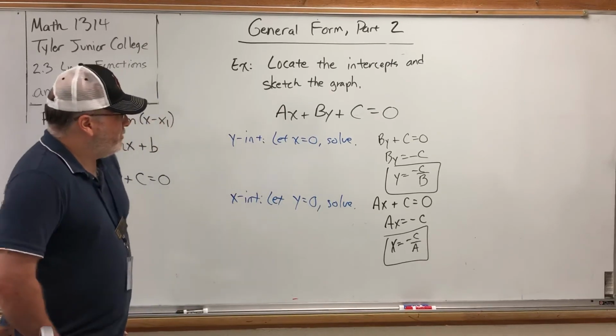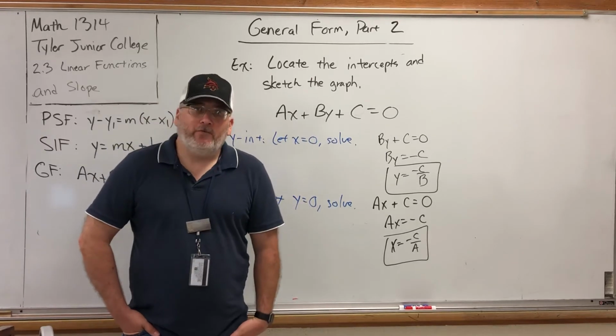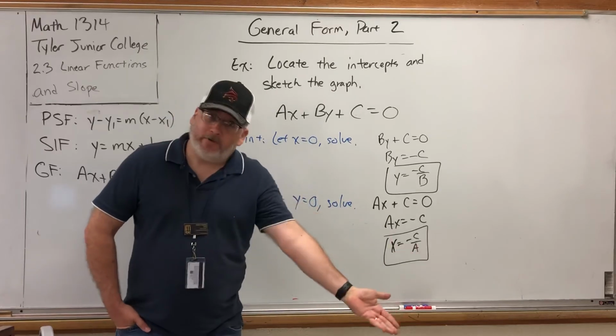Alright, so the key thing you need to take away from this video is how to find the intercepts from general form in general. To find one intercept, you let the other letter equal 0 and solve.